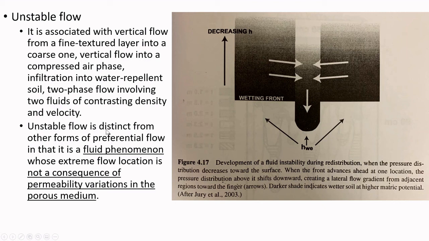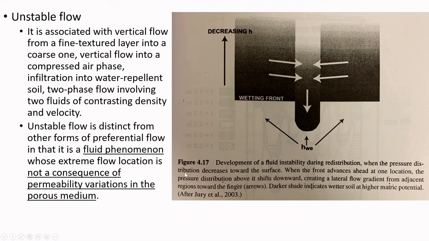Unstable flow is distinct from other forms of preferential flow in that it is a fluid phenomenon whose extreme flow location is not a consequence of permeability variation in the porous media. So this kind of flow is not due to the difference of permeability, but actually due to the fluid phenomenon, which is the natural behavior of a fluid that causes it to flow in such a way.